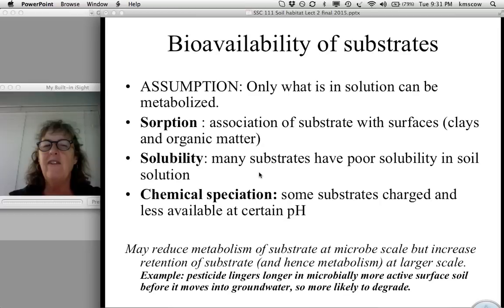Also, some substrates are not very soluble in soil, and they will precipitate out of solution or just be created that way. A lot of plant materials are very insoluble, like cellulose and lignin, and therefore their availability to microbes is very low, and often we need other organisms to help break them into smaller pieces that go in solution and then can be taken up. And also remember, we just talked about speciation. Depending on the pH, some compounds are charged or uncharged, and that affects their availability.